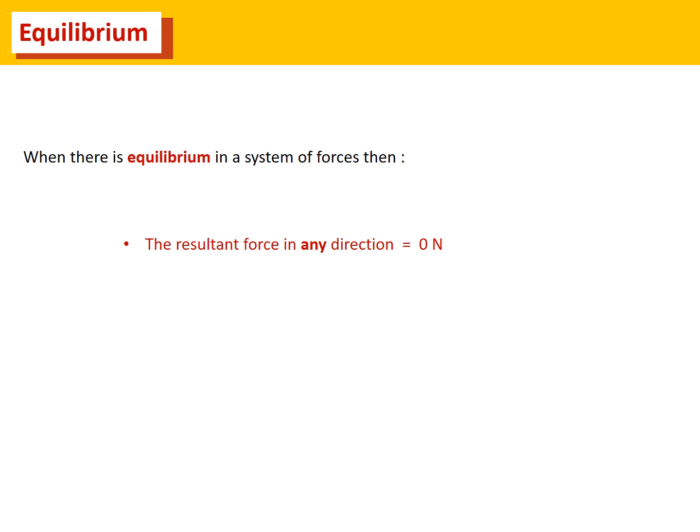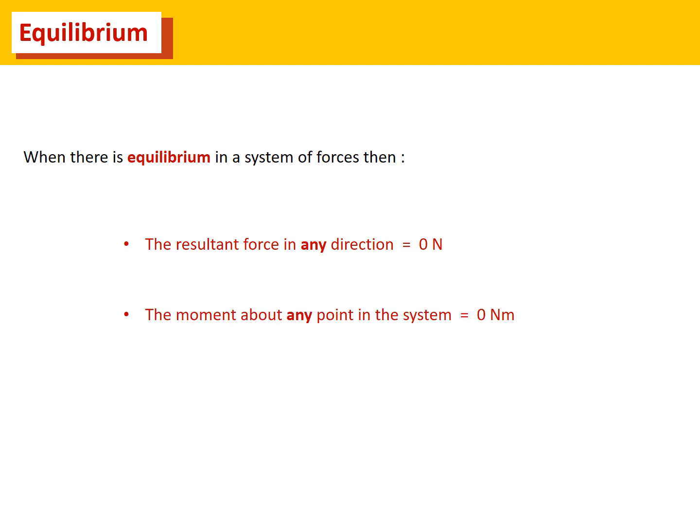In this lesson, we're going to be looking at equilibrium. When there's equilibrium in a system of forces, there are two things. One is the resultant force in any direction is zero. So in any direction, the forces in one direction will be cancelled out by the forces in the opposite direction.